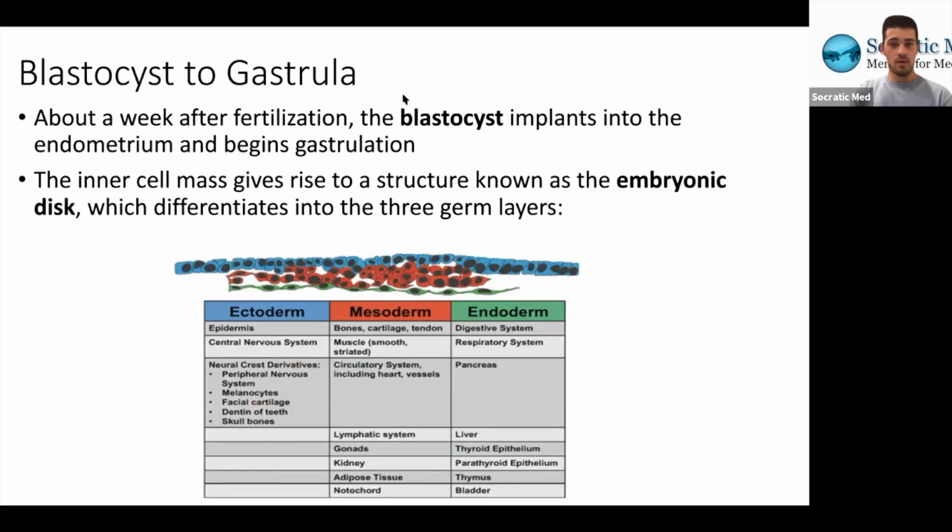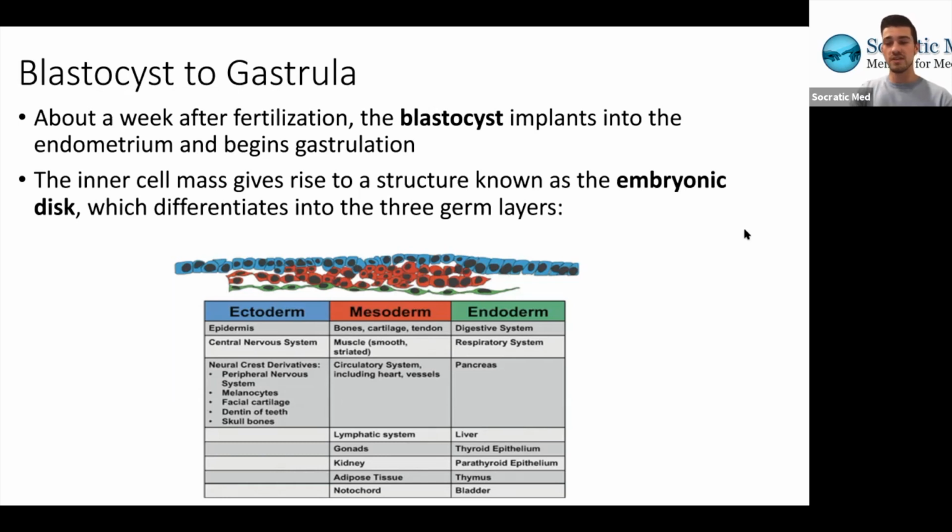Okay. And then the next stage is called gastrulation. So the blastocyst turns into a gastrula, and this occurs about a week after fertilization. At this point, the blastocyst is going to implant into the endometrium, and that's when gastrulation begins. So this is really where differentiation starts to take off. The inner cell mass gives rise to a structure known as the embryonic disc, which actually comes before the germ layers, and then the embryonic disc turns into these three.